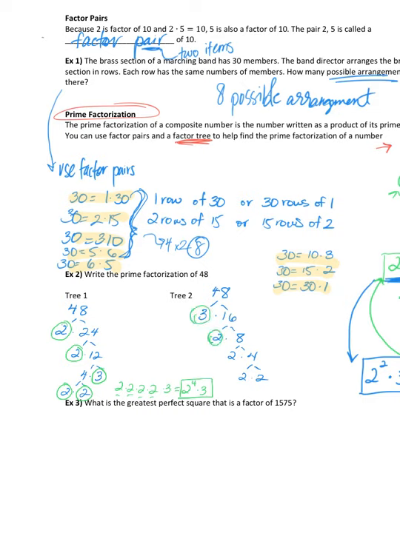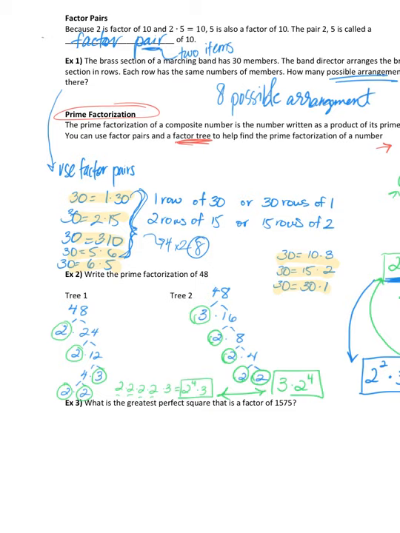3 times 2 times 2 times 2 times 2. So again, we have 1, 2, 3, 4 2's times 3. 3 times 2 to the 4th. That's the same thing that we got over there. So they're equivalent. So notice that when you begin with different factor pairs, the results are the same. So every composite number only has 1 prime factorization.